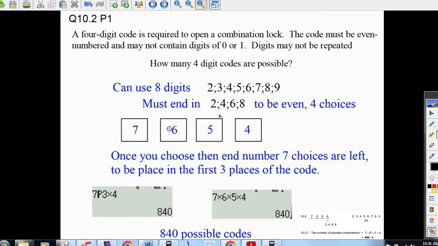Now the way you do it, it's a 4-digit code, so you put boxes. At the end you've got 4 choices, so put a 4 there. But once you choose one of the even numbers, then you've only got 7 numbers left. Then you have 6, and then 5, and that's why your answer is the product of 7 times 6 times 5 times 4, because it's the product of those choices. It's equal to 840. 840 possible codes.